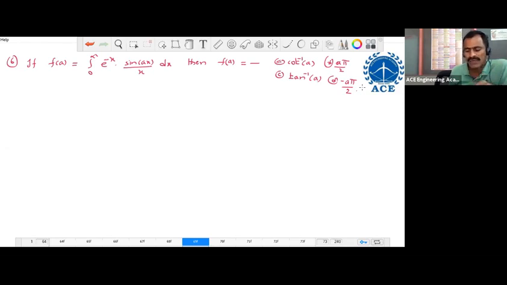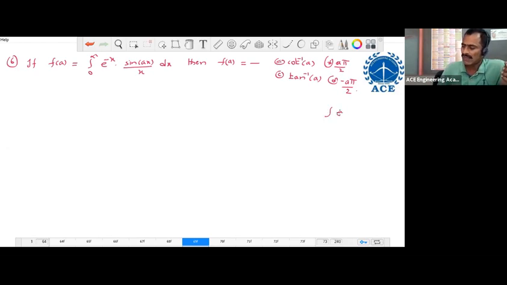Only one of the limits is infinity, so we can go for direct integration. No special method is needed. In every option, some finite value is given. Therefore, it is a convergent integral only. We are just asked to find f of a. So f of a equals cot inverse of a, tan inverse of a, or a pi by 2, minus a pi by 2 only.